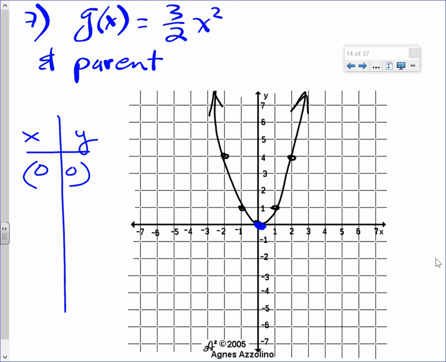So look at the values of x. To make my life easy, I want to pick values of x that will cancel out the 2. So I'm going to pick 2, -2. I'm going to pick 4 and -4.